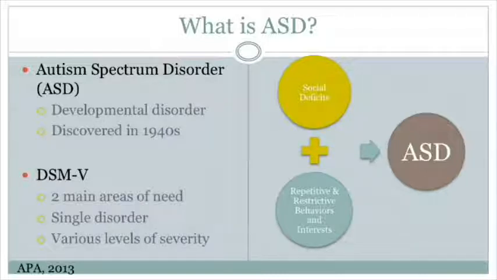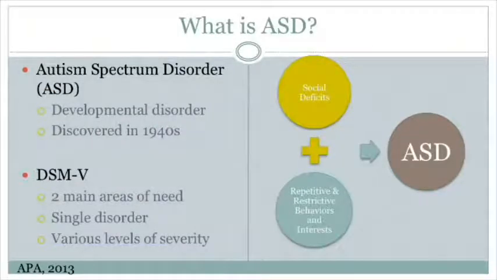The new DSM-5 came out last year, which is the Diagnostic and Statistical Manual for Mental Disorders, and they kind of redefined autism. So before there were these separate chunks, it was autism and Asperger's syndrome, and now it's all merged into one disorder called autism spectrum disorder. There's really 2 main areas of need.